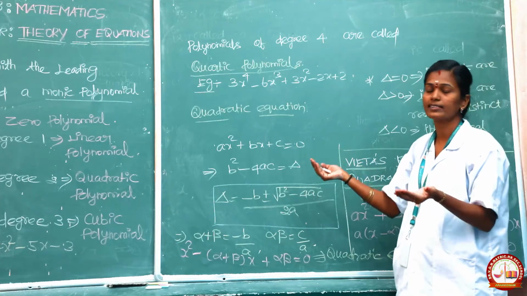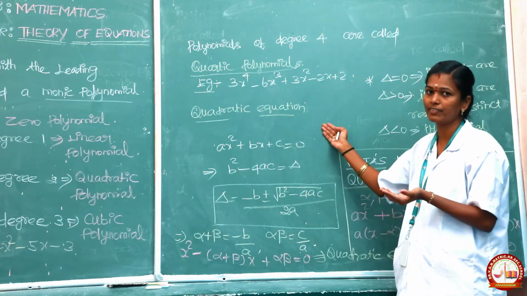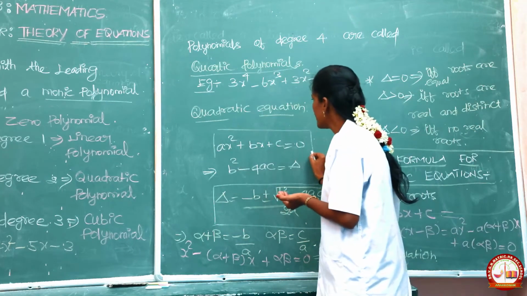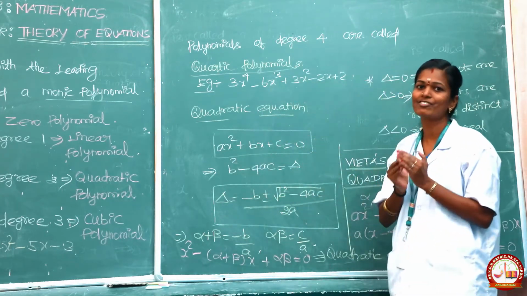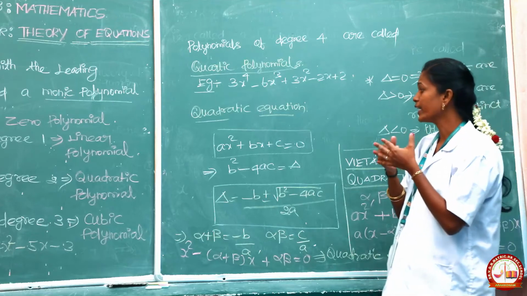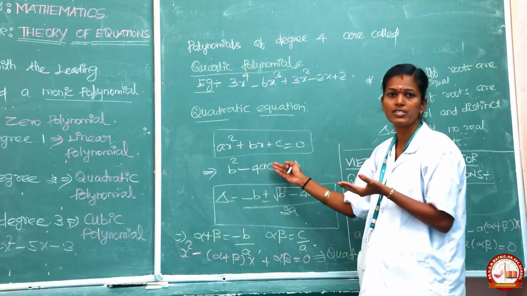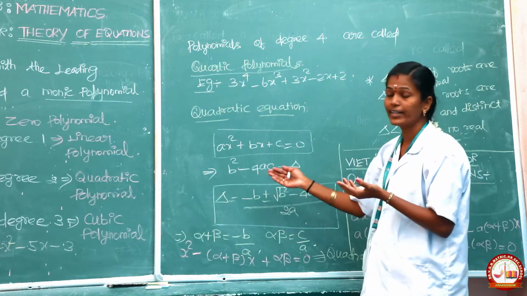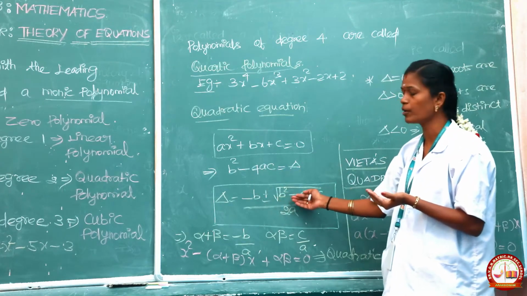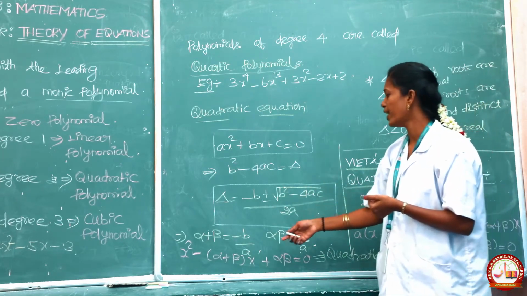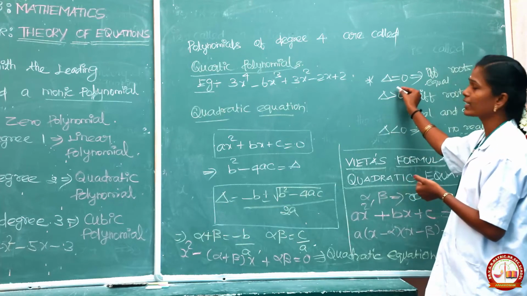In lower classes, we already saw the quadratic equation. It is in the format ax^2 + bx + c = 0. That is the quadratic equation. So its discriminant is denoted by delta. Delta is equal to b^2 - 4ac, and the roots are x = (-b ± √(b^2 - 4ac)) / 2a.